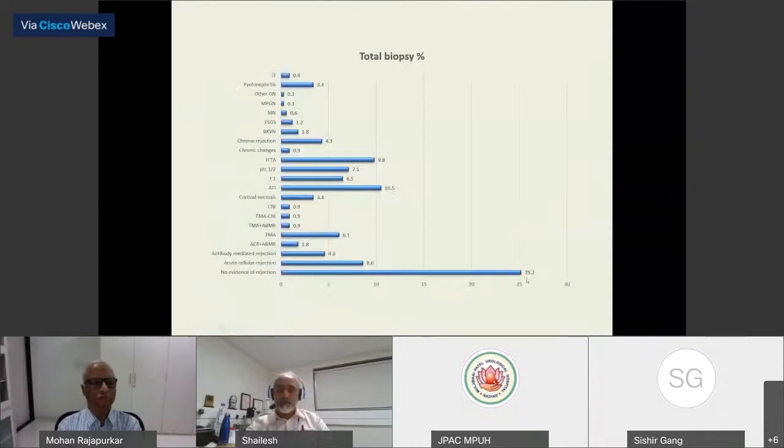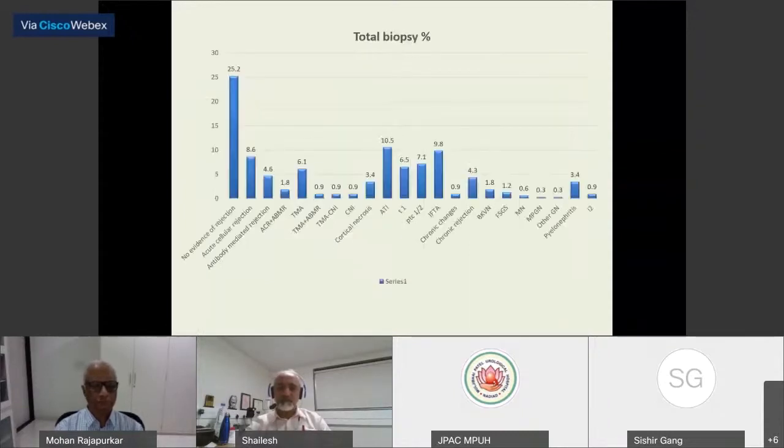Percent-wise, that falls into 25% of the total biopsy group, where we couldn't find any morphological reason to call it graft dysfunction. Percent-wise, again, acute tubular injury was the highest lesion found, that is 10.5%, followed by chronic changes, that is 9.8%.